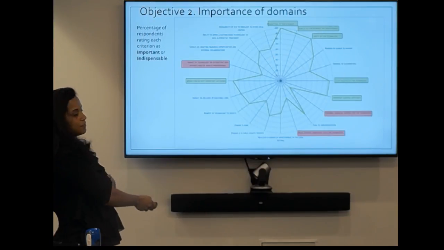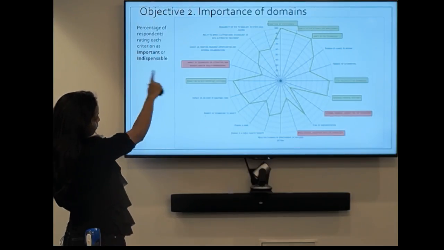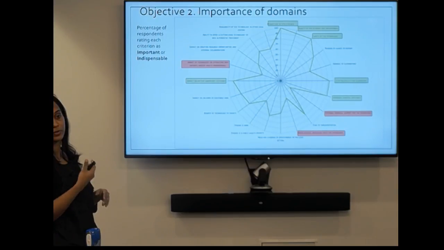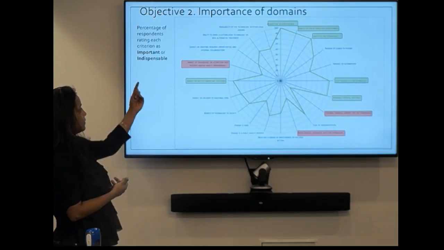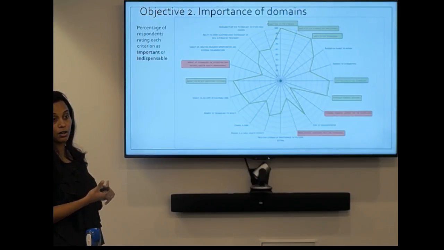So this is our results. It's a radar plot, which basically shows the percentage of respondents considering each criteria either important or indispensable. So, any points on the circumference, on the periphery, would indicate that most of the respondents consider those criteria important. So you have your usual suspects: effectiveness, quality of the evidence, safety, cost, hospital efficiency, patient-important outcomes. The vast majority of people consider these to be important.